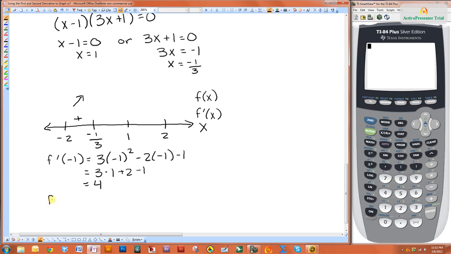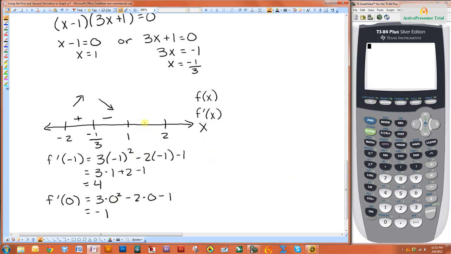Okay, so now let's try it at a value within this interval. The easiest one would be 0. So it's 3 times 0 squared minus 2 times 0 minus 1, which is just negative 1. Notice this time it is negative, so that means the function is decreasing. Okay, let's do one within here.